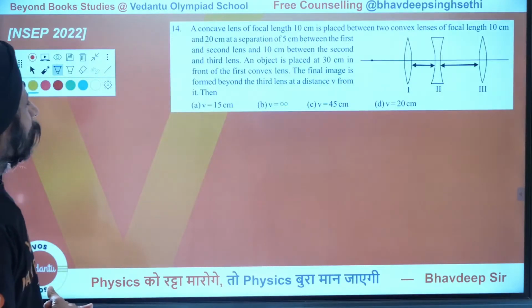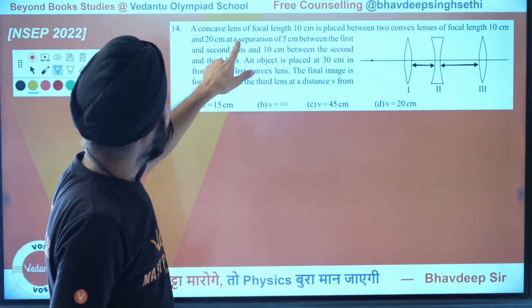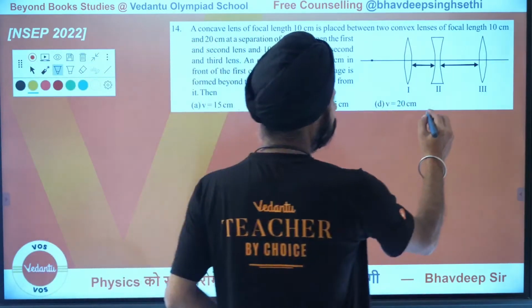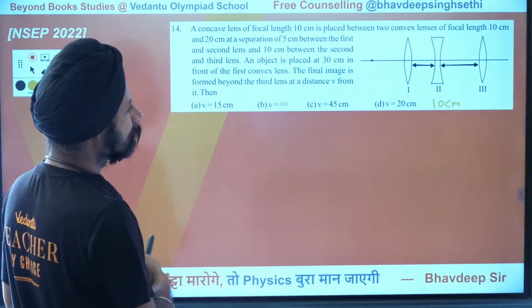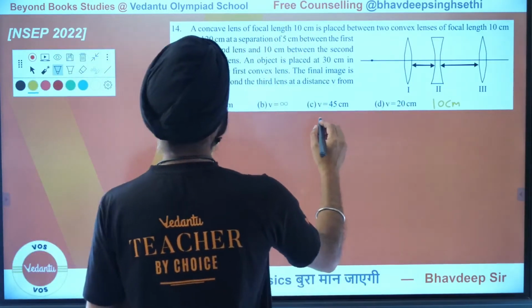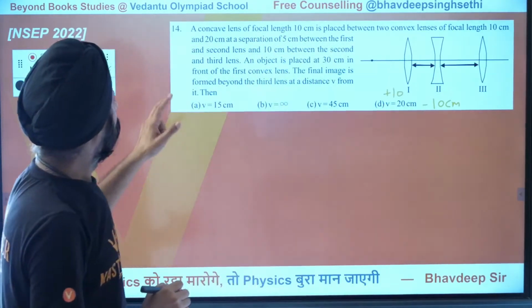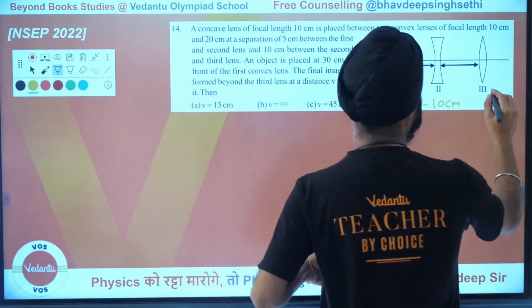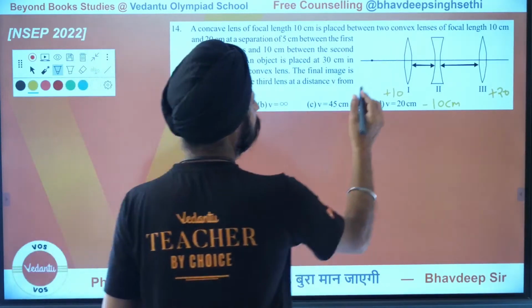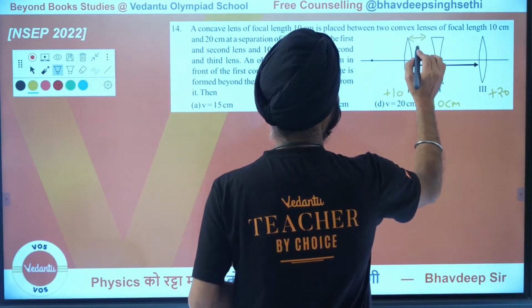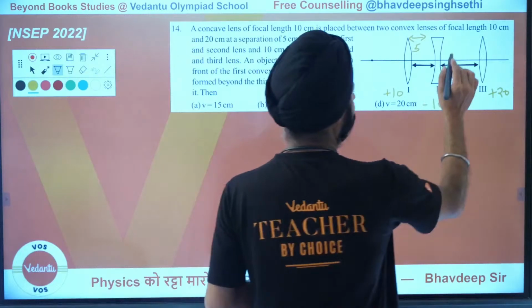Great. A concave lens, let's start writing because when there is so much of data, sometimes it gets confusing. A concave lens of focal length 10 centimeters, so this is 10 centimeter focal length, is placed between two convex lenses of focal length 10 centimeter. This one is also 10. This one is negative 10 and this one is positive 10. And 20 centimeters. So this one is positive 20. At a separation of 5 centimeter between, so this one, the distance here is 5. And that one is 10.